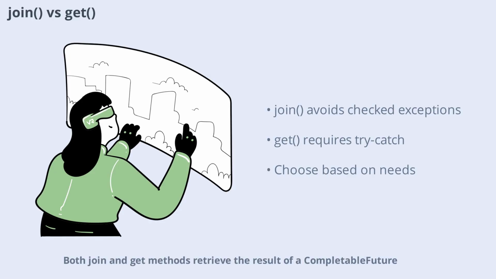Both join and get methods retrieve the result of a CompletableFuture, but there's a key difference. The get method forces you to handle checked exceptions, while join wraps failures in an unchecked CompletionException. This makes join more convenient in many cases, especially when you want to avoid cluttering your code with try-catch blocks. Choose the method that best fits your error handling strategy.